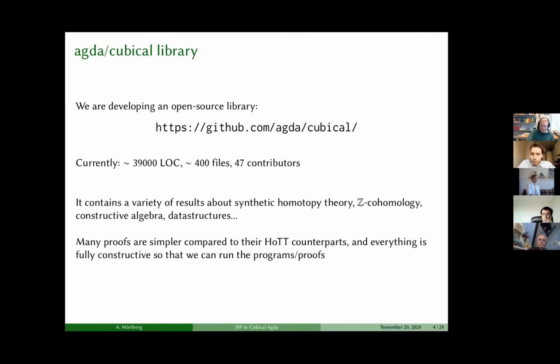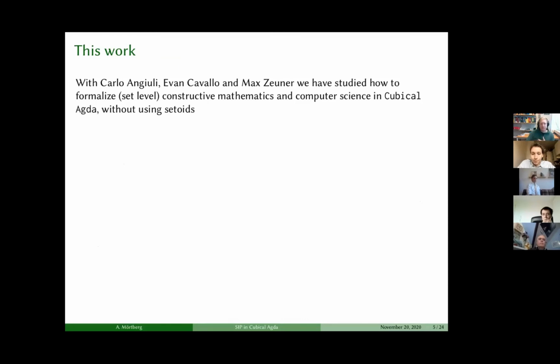All right. Great. So what am I going to talk about today? It's a little background about the context of the work. The work I'm going to present today is joint work with Carlo and Julie and Evan Cavallo at Carnegie Mellon, and Max Zoyner here in Stockholm, who's my PhD student.